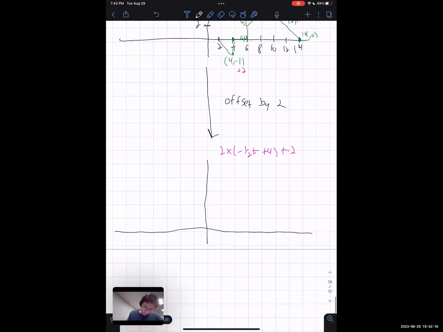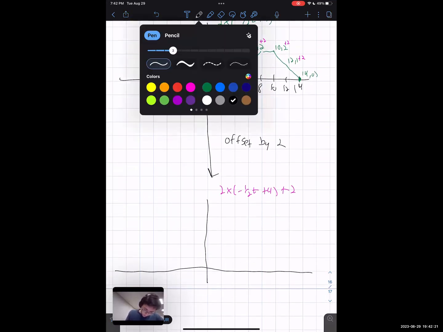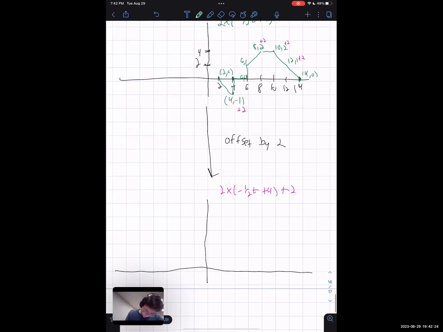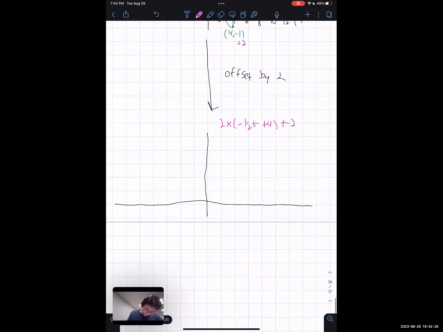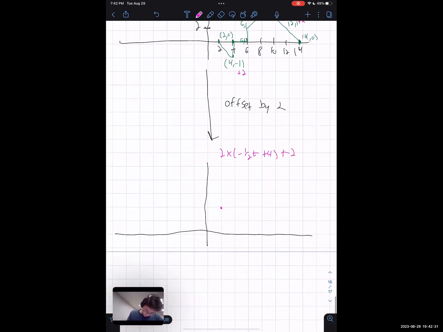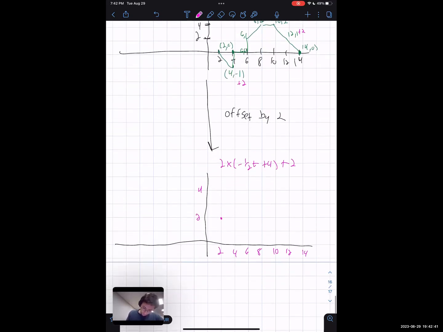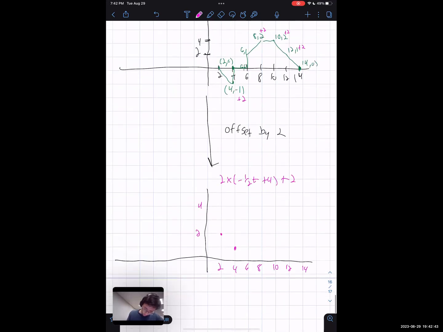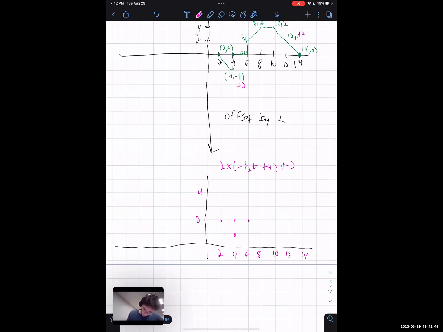We don't change x at all. We don't do any stretching. Okay. Right, so going point by point, we get 2, 2. Okay, we get 4, 1. And then we get 4, 2. We get 6, 6, 2, 6, 3.